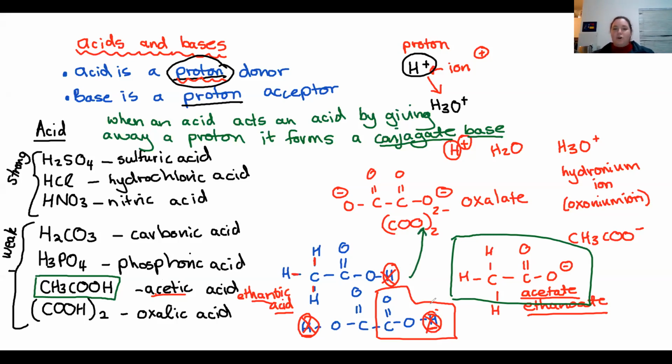All right, so I hope you get the idea that if something had a proton to give away, it was an acid. As soon as it gives away that proton, it's now got a space to accept a proton, which means it becomes a base.